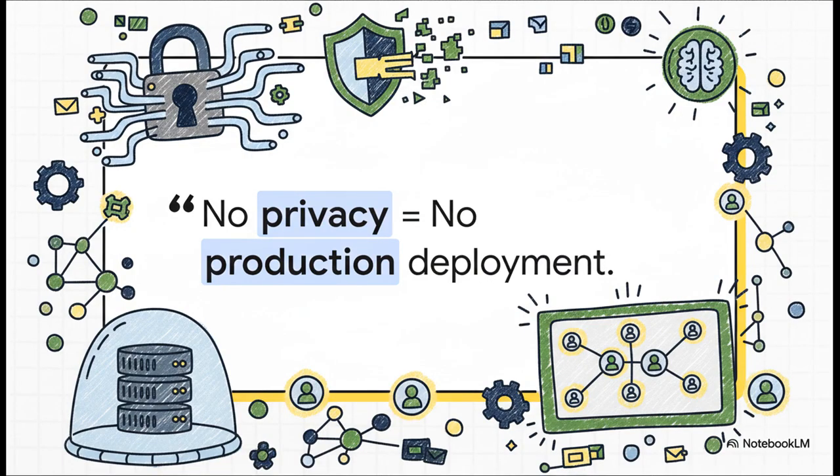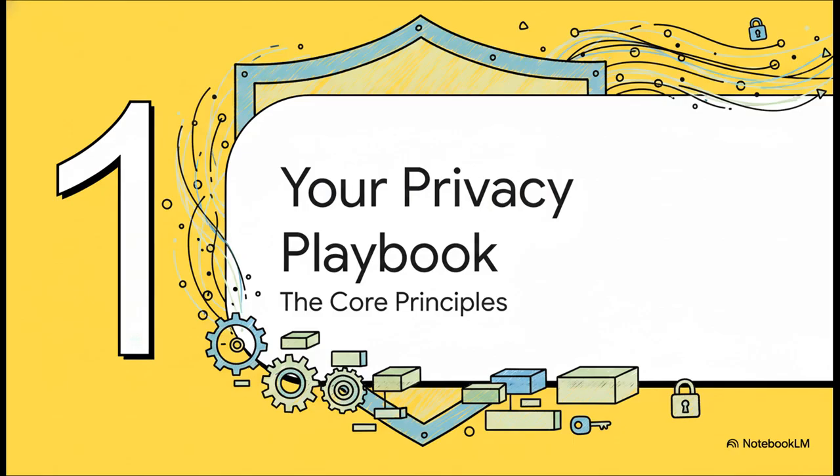The equation is simple, and it's brutal. If you don't have privacy baked in, you don't get to go to production, period. If you haven't engineered for privacy from the very first line of code, you are just not ready for prime time. Okay, so how do you build that solid foundation? Let's get into your privacy playbook.